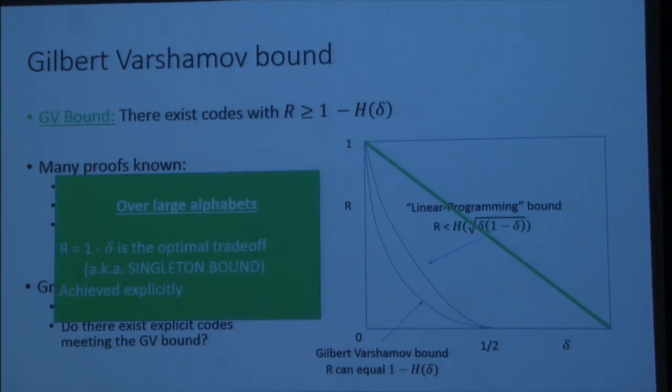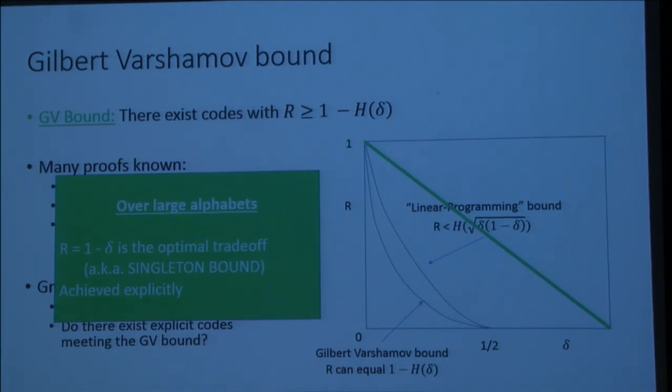So this is all over the binary alphabet. If you look over larger alphabets, we understand the rate distance trade-off much better. Over large alphabets, the rate can equal 1 minus delta. This is the best upper bound and a lower bound. So this is the best you can do, and you can in fact achieve r equal to 1 minus delta over large alphabets. This is the Singleton bound, and over large alphabets we understand this completely.